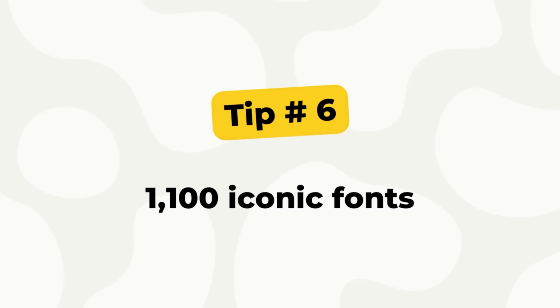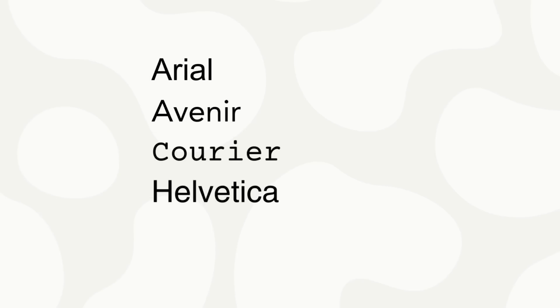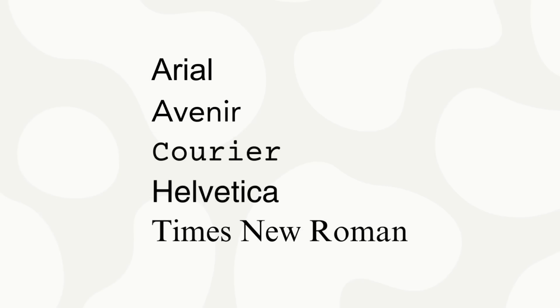The tip number 6, if you didn't know, is that now you have access to the most iconic fonts inside the Canva library. Exactly, we have 1100 new iconic fonts, and I mean like the most iconic fonts, like for example Arial, Avenir, Courier, Helvetica. These fonts are designers' favorites, and I know that 1100 fonts are a bunch of different fonts, and it can be very overwhelming trying to find the name of the font and search it inside the Canva library.